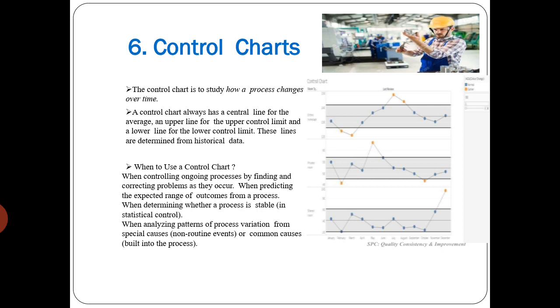When to use a control chart? When controlling ongoing processes by finding and correcting problems as they occur, when predicting the expected range of outcomes from a process, when determining whether a process is stable or not, when analyzing patterns of process variation from special causes or common causes. So in control charts, there will again be an upper control limit and a lower control limit.